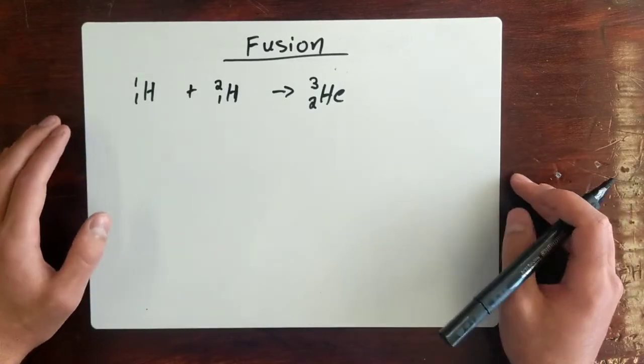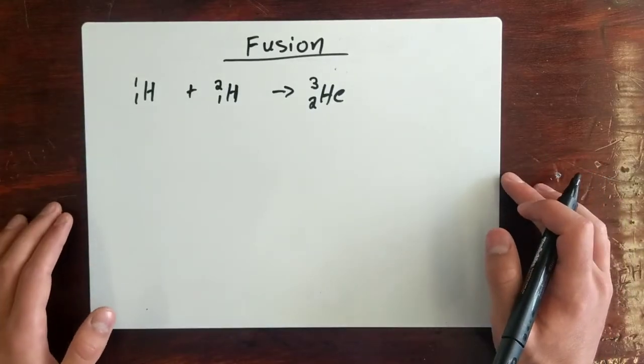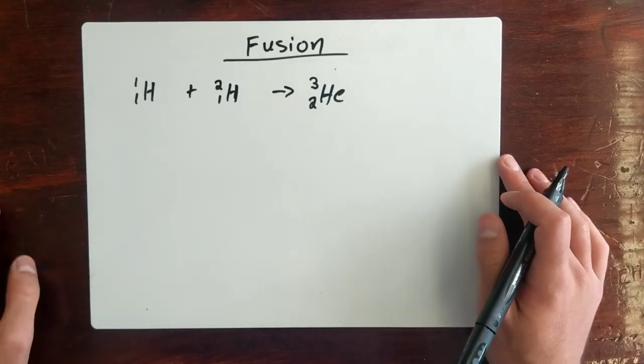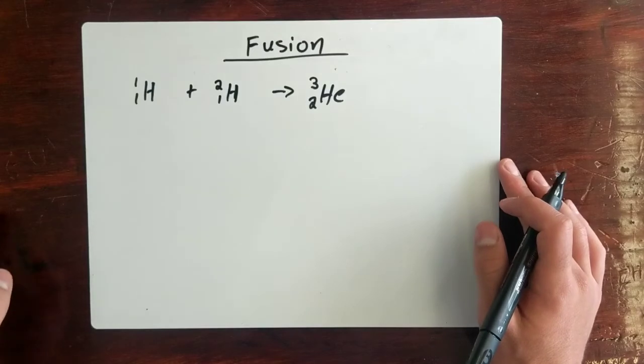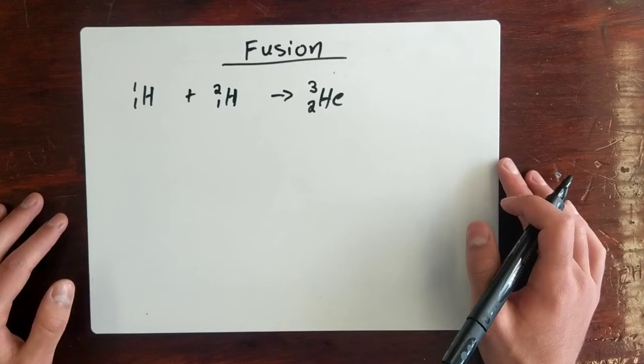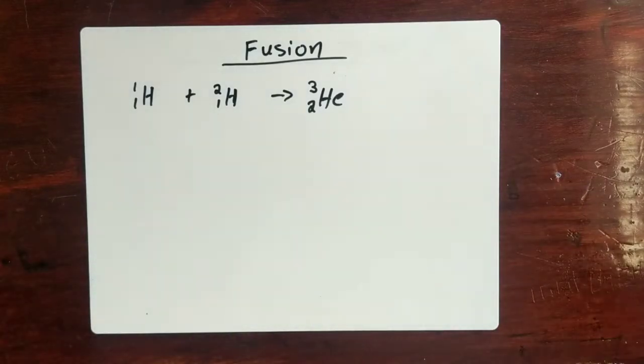Let's see if we can calculate how much energy is released in this reaction, and I'm going to do it twice. First I'm going to do it using the new units that we developed in the last video, the atomic mass units and electron volts, and then we might do it again using the old SI units of joules and kilograms.